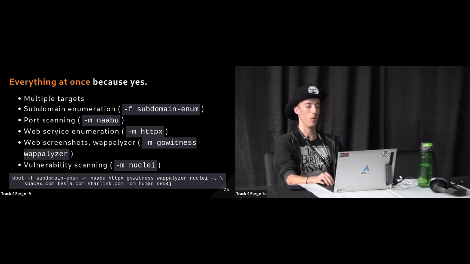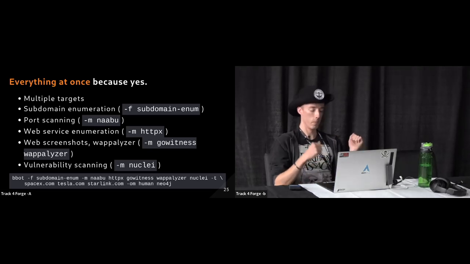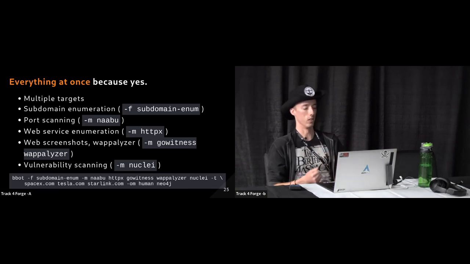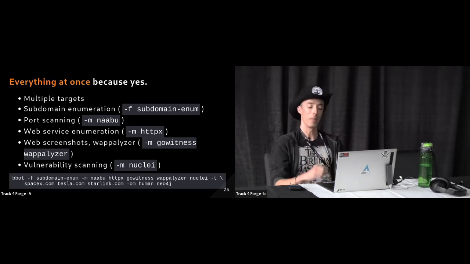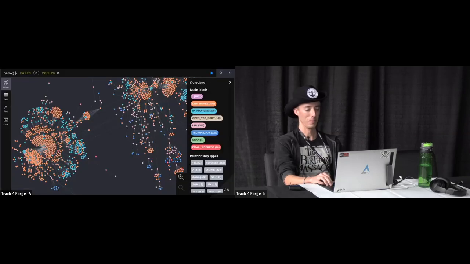And everything at once. So every example, every demo that we did can be run at the same time with this nice big command at the bottom here. So all this is saying is, fire up BBOT, tell it to do subdomain enumeration, give it multiple targets if you want, tell it to do port scanning. So for every subdomain, it'll do a port scan. For every open port, it'll look for a web server. For every web server, it'll do GoWitness, it'll do Wappalyzer, and it'll run Nuclei, and do it all in one command. And it starts to look like this, so yeah, pretty crazy.